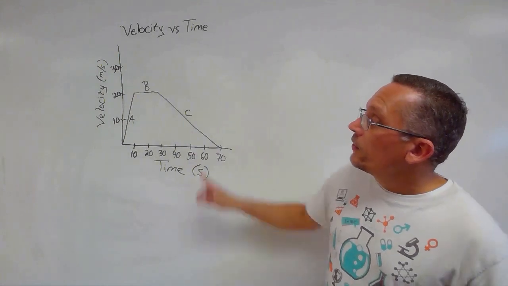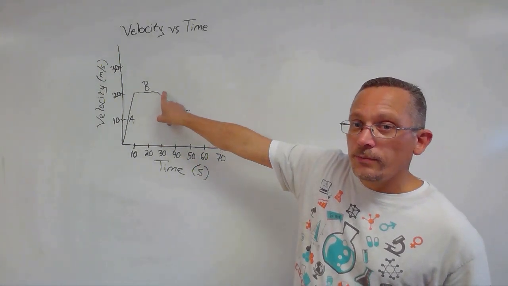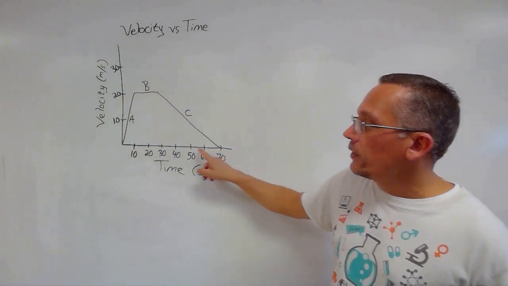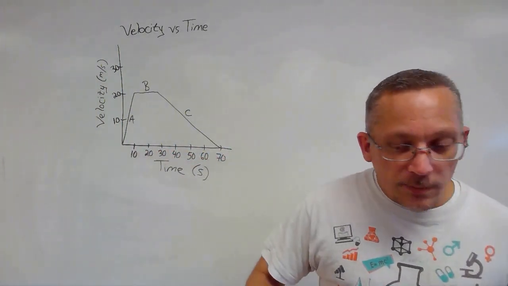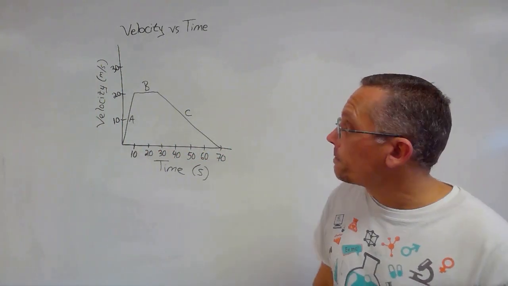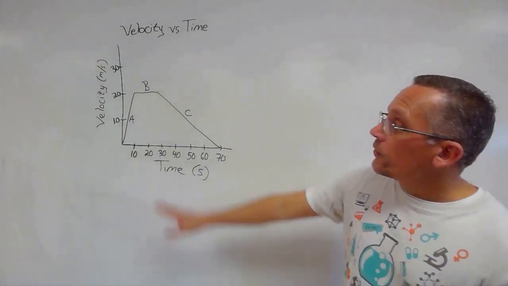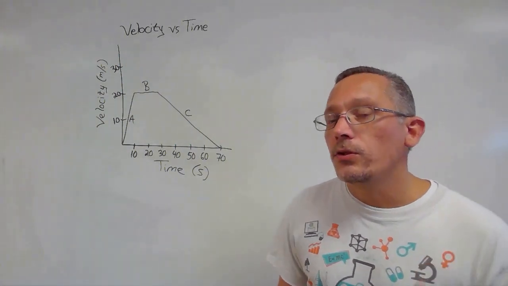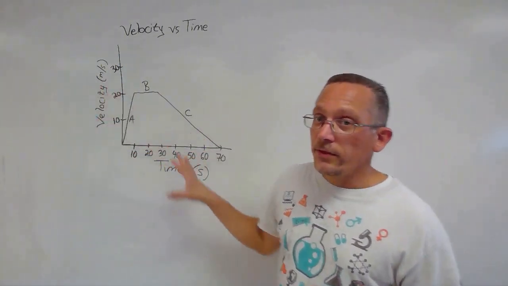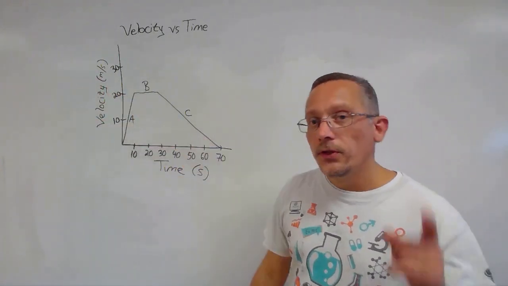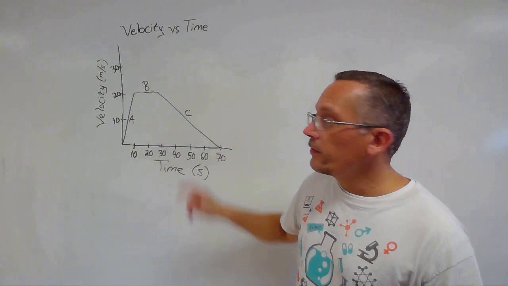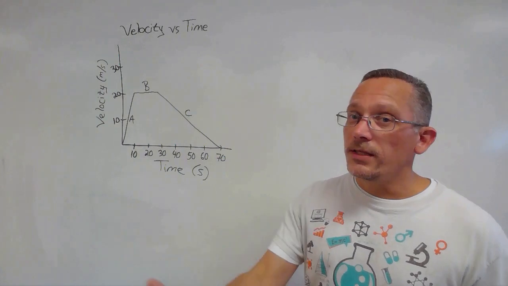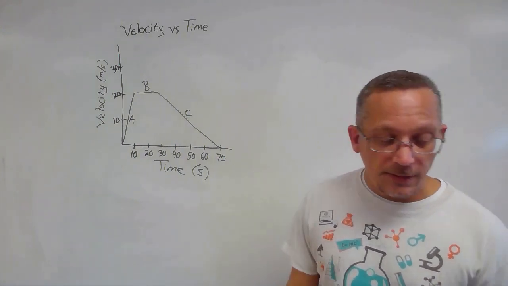Okay, look at section C. You can see in section C, my object went from this velocity, which was 20 meters per second, down to 0 meters per second. So was my object speeding up or slowing down? It was slowing down, right? So when I see a downward slope like this, a negative slope, that tells me that my object was slowing down. So on a velocity versus time graph, a positive slope, my object was speeding up. A negative slope, my object was slowing down. And if the slope is 0, the velocity isn't changing. You see, it's a constant velocity.